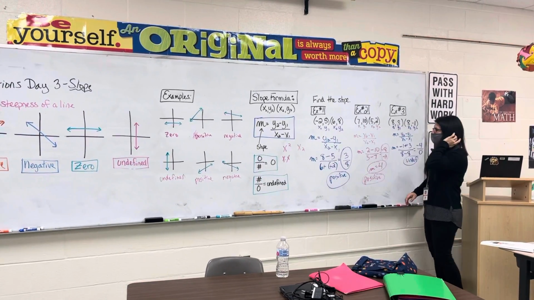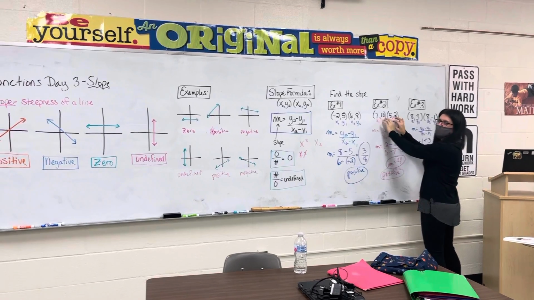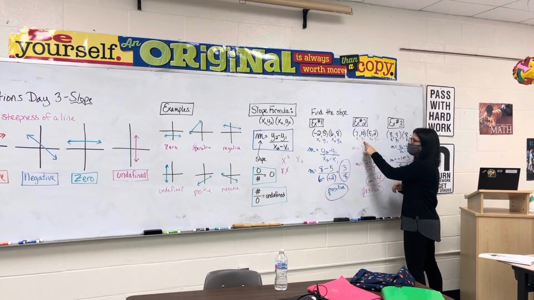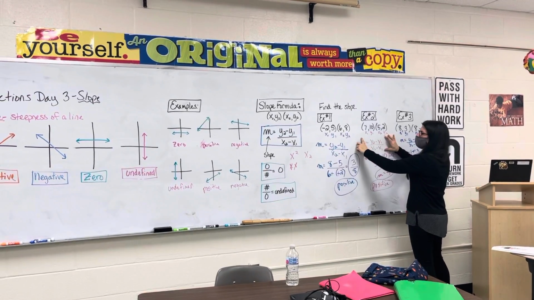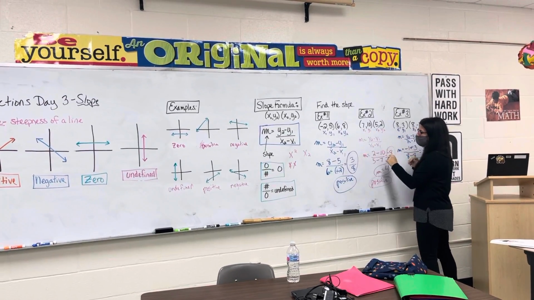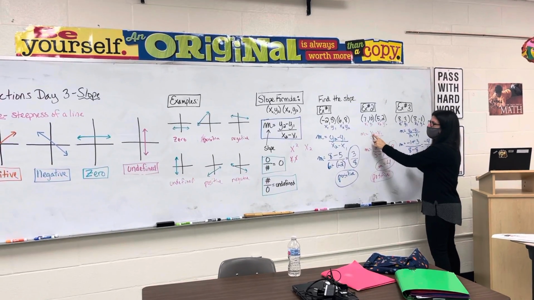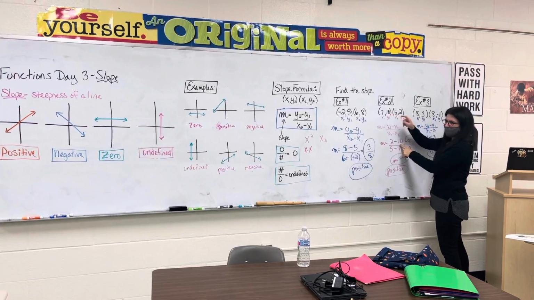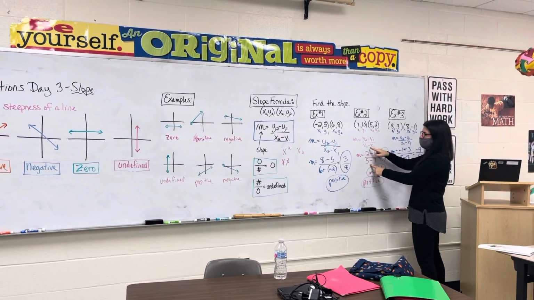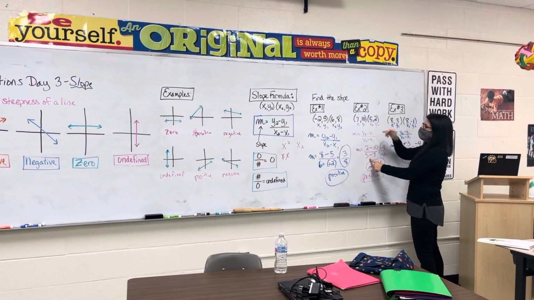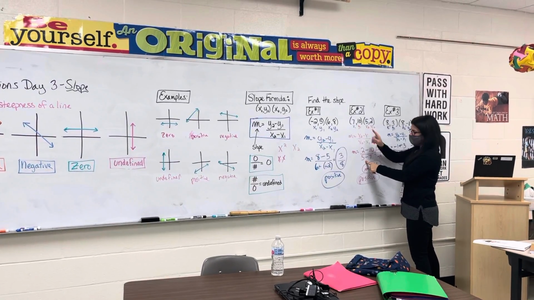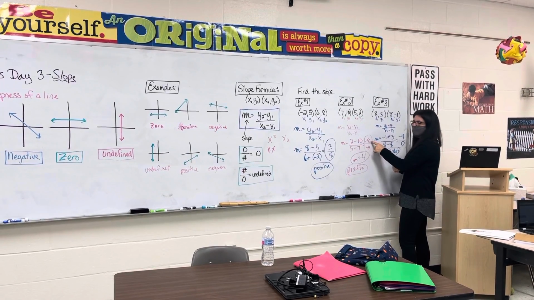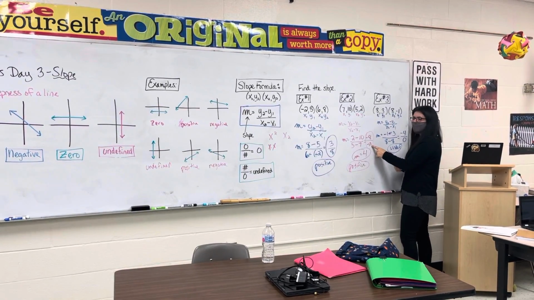My next example, 7, 10, and 5, 2 are the 2 points that we need to find the slope of. I'm always going to start by labeling x1, y1, x2, y2. And I'm writing my slope formula. And the next thing I'm going to do is substitute. y2 minus y1. 2 minus 10. That's my numerator. My denominator is x2 minus x1. x2 is 5. x1 is 7. That's where 5 minus 7 comes from. Then I'm going to simplify. 2 minus 10 is negative 8. 5 minus 7 is negative 2.